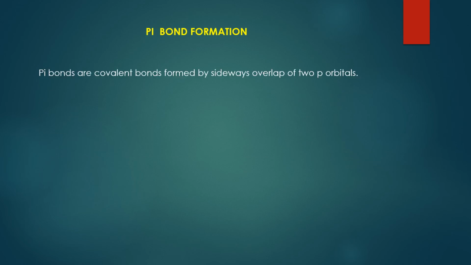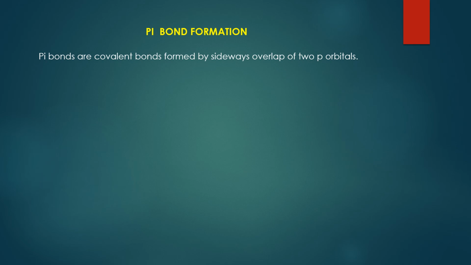Next, let's see how a pi bond is formed between the two atoms. In a pi bond, there will always be a sideways overlap of the two p orbitals. And in order to form a pi bond, we must always draw a sigma bond first. So whenever bonds are drawn, sigma bonds are drawn first, followed by the pi bonds. Okay, so let's see how we are going to form a pi bond.